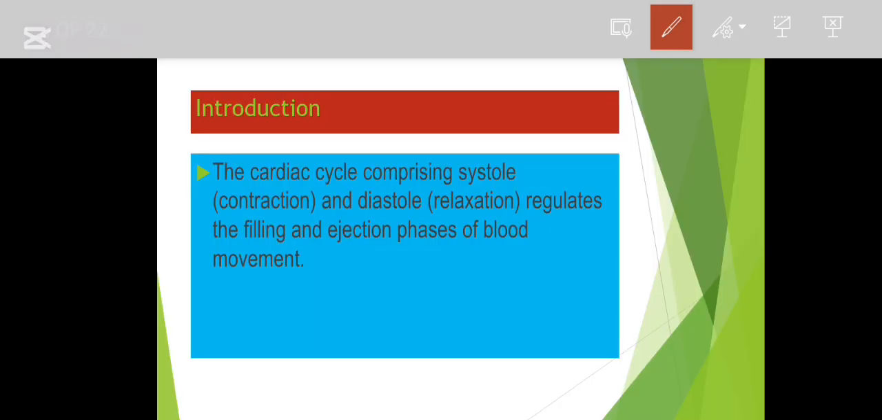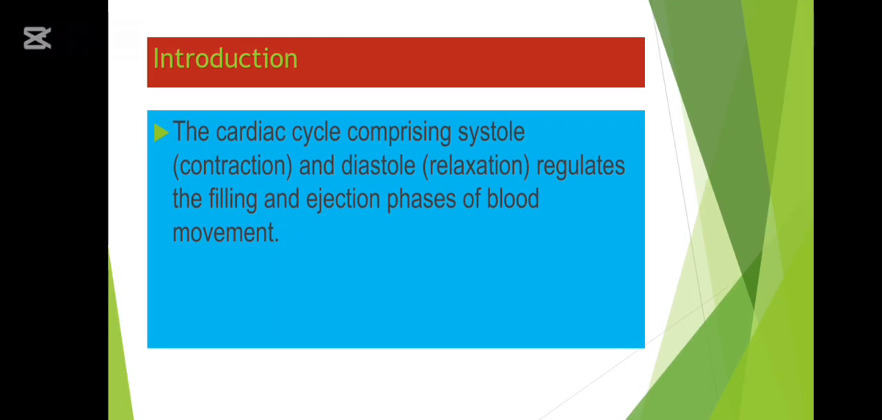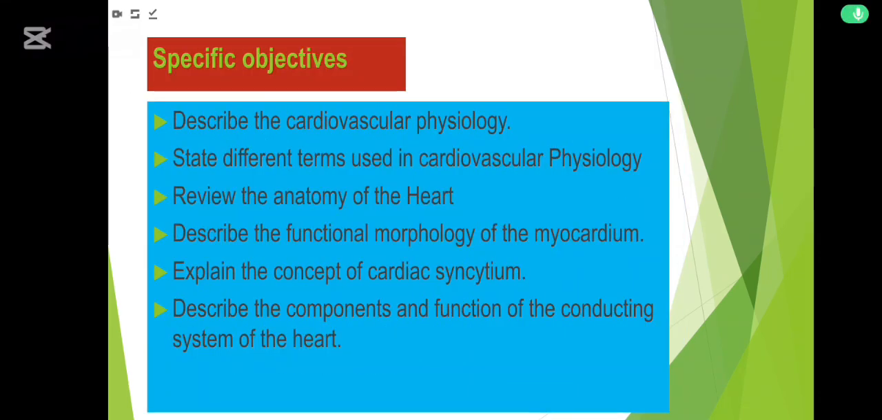Okay, hope you're following. So this is what we mean by cardiac cycle. The feeding and ejection phases of blood movement are regulated by contraction and relaxation. Okay, so having discussed that, let's now look into the specific objectives in this session. At the end of this session, students should be able to describe cardiovascular physiology. What is it? What happens? What is involved? Like what we have described.